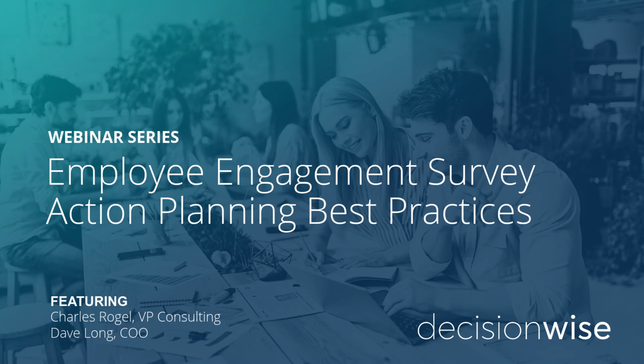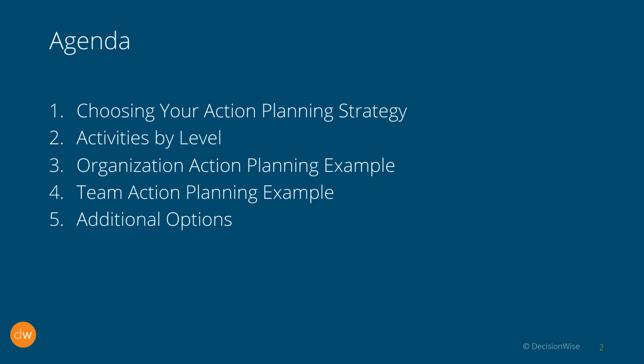Okay, great. So let's move ahead and cover our agenda for today. Dave and I are going to first talk about the strategy around action planning. It's funny, a lot of times when we do an engagement survey with a client, they haven't actually thought about what they're going to do with the results or how to use the results throughout their organization. So we're going to lay out a plan and some options. But first, your strategy is really important to know what you can really bite off and do. Then we're going to talk about these different activities and who does them at each level. And we're going to talk about two major action planning processes at the organization level and then at the team level, and then pepper in a few additional options at the end to consider.